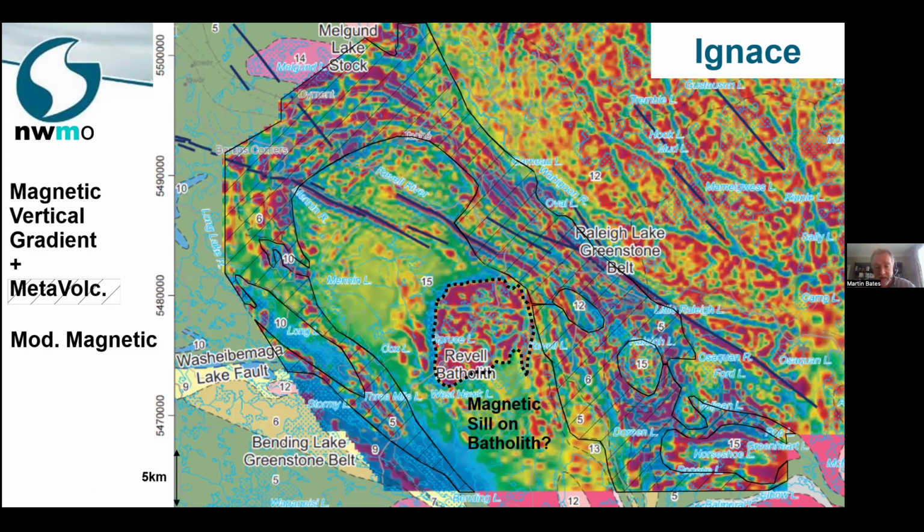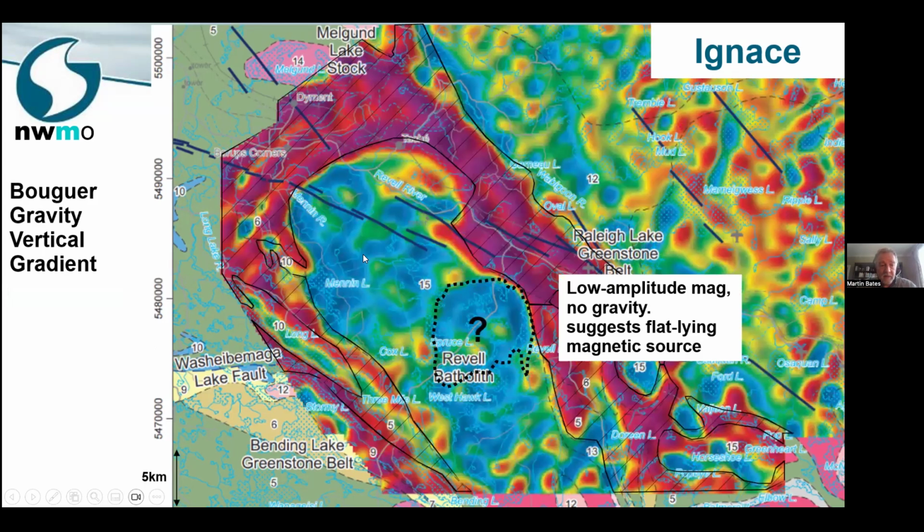But either way, you don't expect to see granite if you go there, or you're going to see something different from the main granitic batholith. So you probably don't want to drill your hole there because that's probably going to be something difficult to get through. So as you see, no gravity, so something flat lying and magnetic.